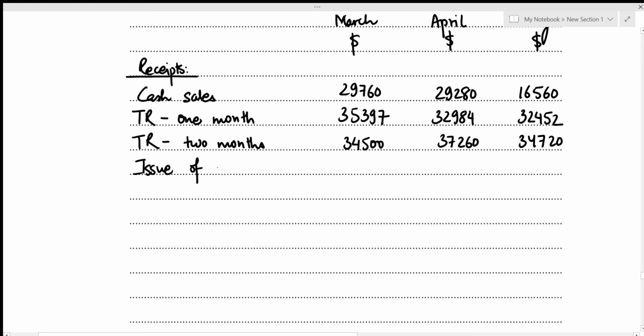And we're issuing the shares in the month of March. So we will be receiving the amount of 12,000 in March. So this concludes all of our receipts. So now we can just figure out the total receipts for the month of March, April, and May.